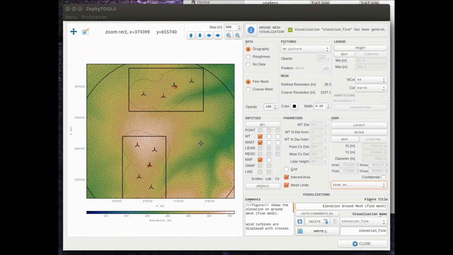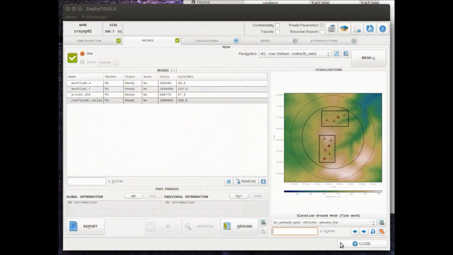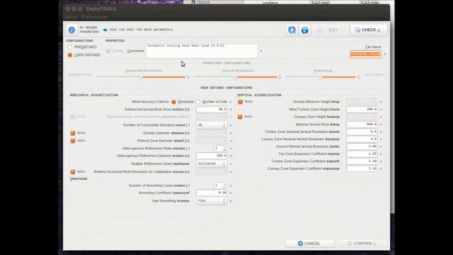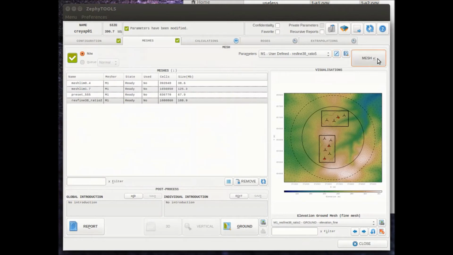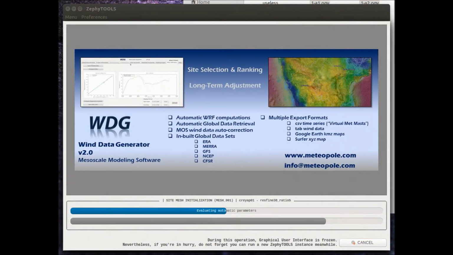So here we can see how the mesh has been refined towards the area of interest. One interesting thing to see here is that we have managed to reduce the number of cells from 1.7 million using a homogeneous refinement mesh down to 1.1 million without compromising the resolution around the area of interest. So now let's go a step further.